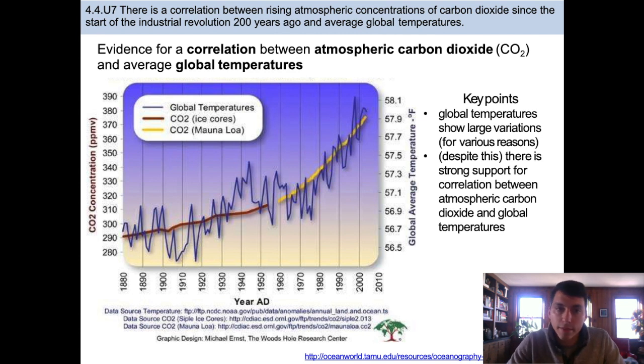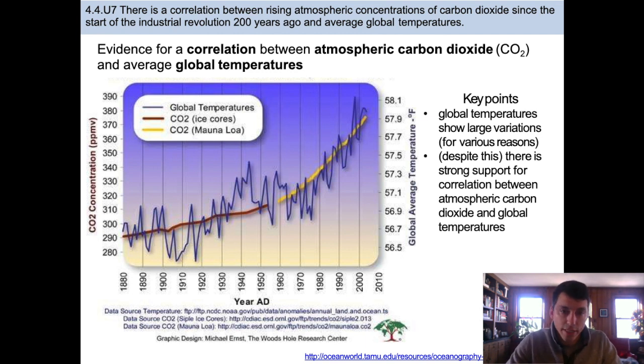So we've got a little bit of a complicated graph here. We're looking at a correlation between atmospheric carbon dioxide and average global temperatures. So that blue jagged line is the average global temperature per month since 1880 up until about 2000. And the scale for that is on the right. And the reddish orange line there is CO2 data from ice cores. So what was the atmospheric concentration of CO2? And we can get that data from ice cores.